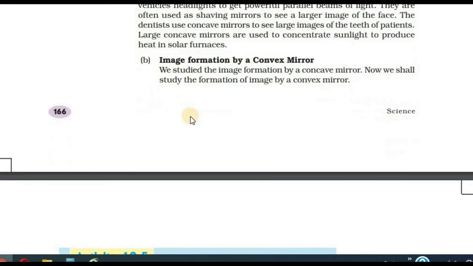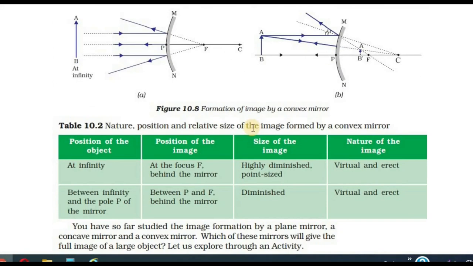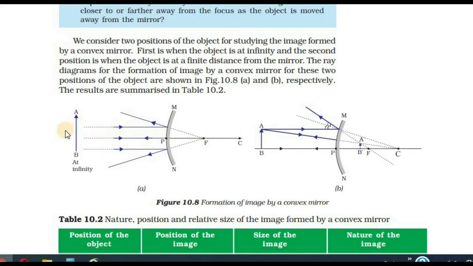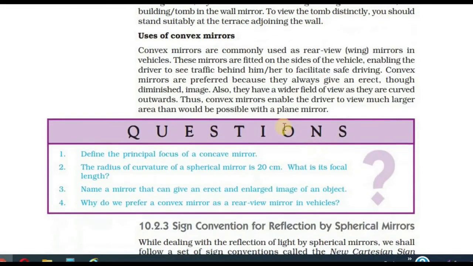Next, image formation by a convex mirror. The same way as we discussed for the concave mirror, we can study the image formation by a convex mirror also. The object which is kept at infinity, the image will be formed at the focus, and the object which is placed beyond C, we will have the image in between P and F.